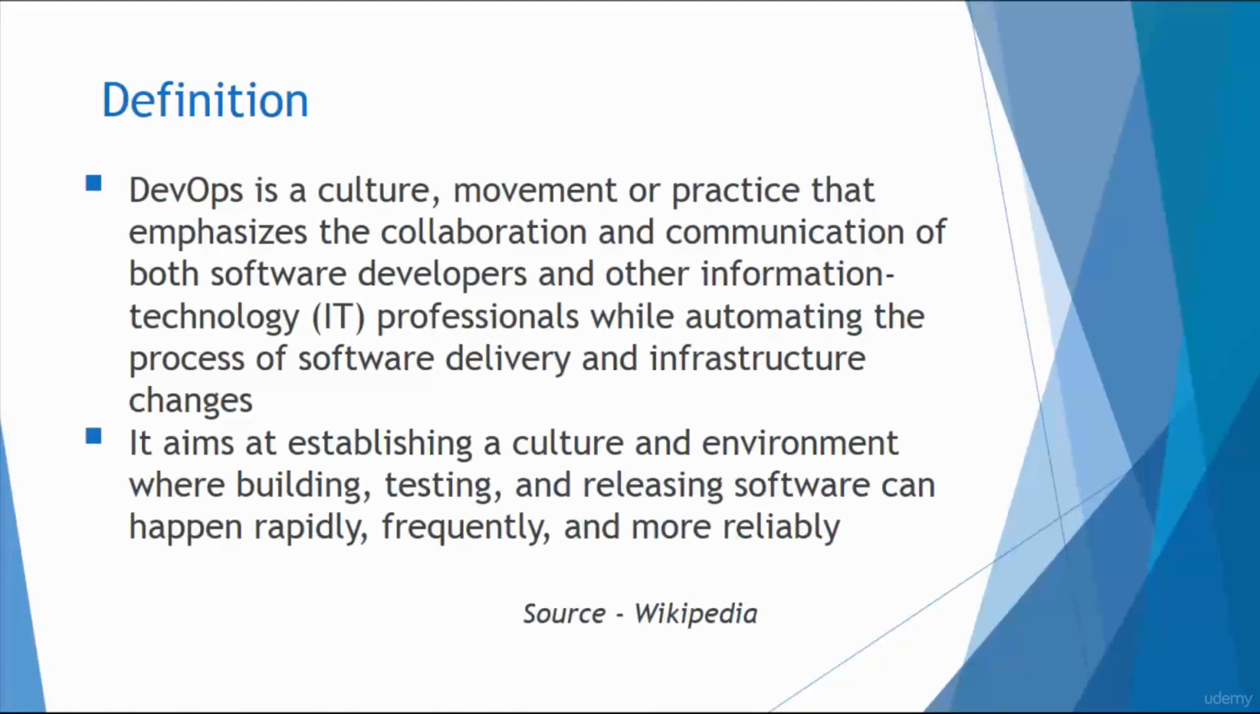So here's the basic definition among many or several definitions. This is from Wikipedia, for example. DevOps is simply a culture, movement, or practice that emphasizes the collaboration and communication of both software developers and other IT professionals, such as the network administrator, for example, while automating the process of software delivery and infrastructure changes, right? So they go hand in hand, the ops side of things and the dev side of things. It also aims at establishing a culture and environment where building, testing, and releasing software can happen rapidly, frequently, and more reliably. And I'd like to add, you need to also build automation.